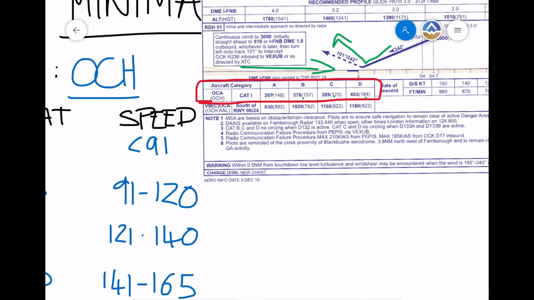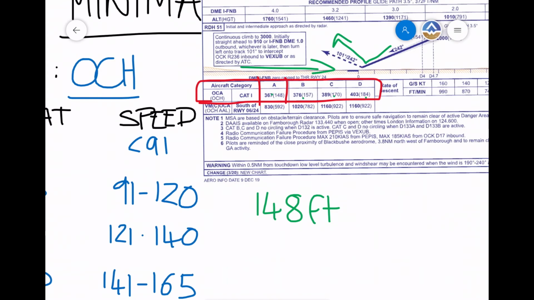We've established then we're flying a category A aircraft, maybe a PA-28 or a Cessna. We're going to cross that threshold at a speed much lower than 91 knots. Looking here then, our obstacle clearance height is 148 feet.